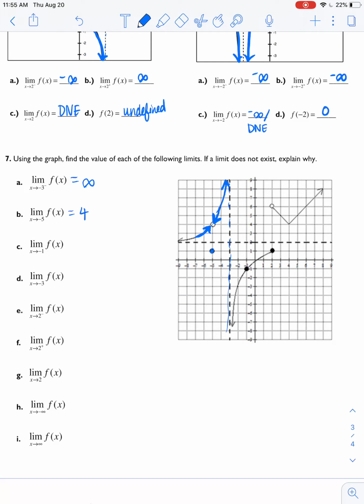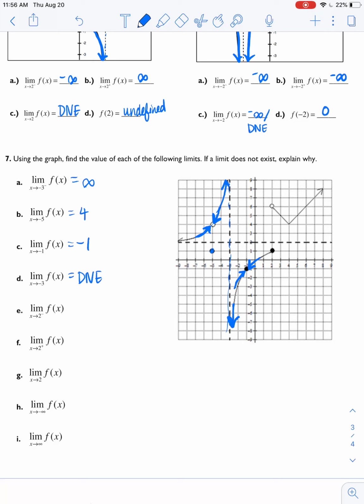Limit as x approaches -1. Again, without the direction means from the left and the right. At -1, I can see the graph is approaching -1. Limit as x approaches -3. So that's from the left and the right. Those are not going in the same direction, and they're both infinite. So I will say this limit does not exist.